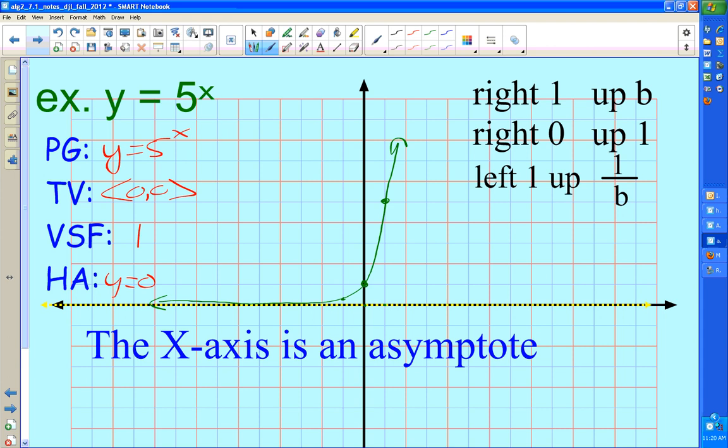Make sure you have zeros on the ends. Remember, it's right 1, up b. In this case, your base is 5. So it's right 1, up 5. Right 0, up 1 always. And left 1, up 1 over 5. Since your base is 5, whatever your base is, you're plugging that in where you say b.